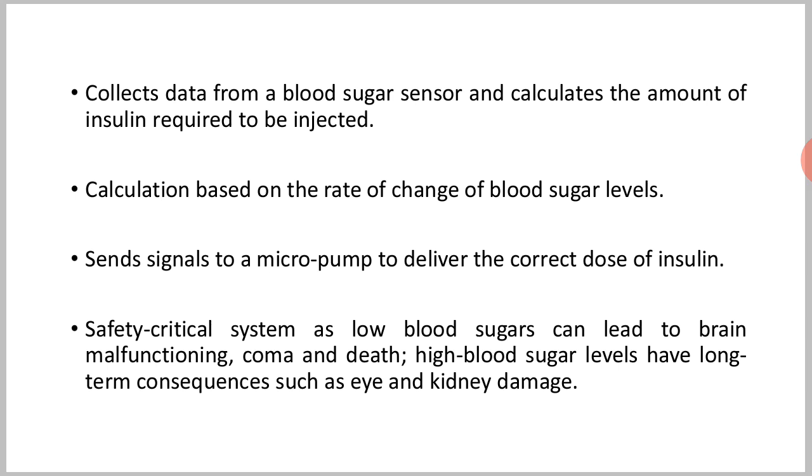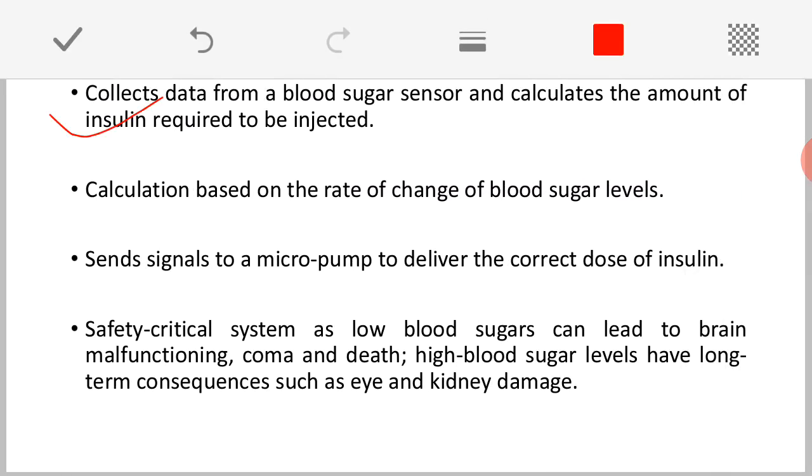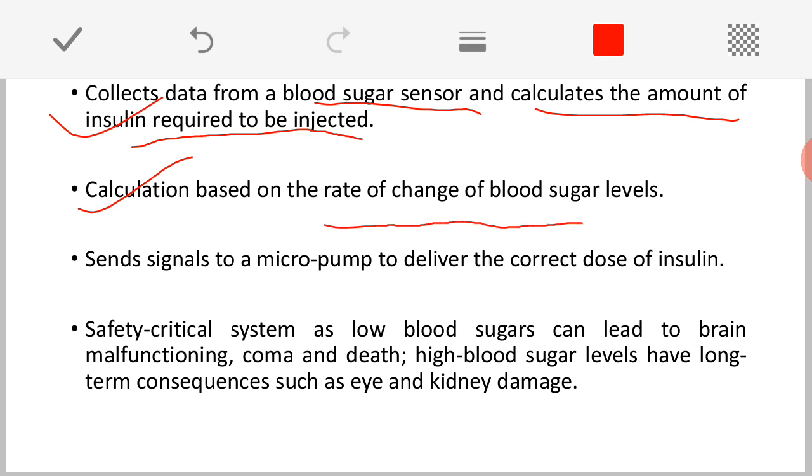Okay. So, basically this embedded system, that is the insulin pump control system, is going to do what? Collect the data from what? The blood sugar sensor, as you have seen in the previous diagram, and it is going to calculate what? The amount of insulin required to be injected into the body of the patient. So, this is the first point. And the second thing is, look here, this calculation of insulin is always based on what? The rate of change of the blood sugar level.